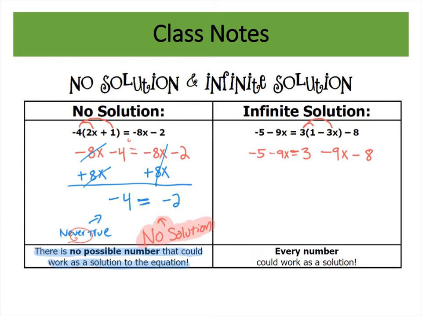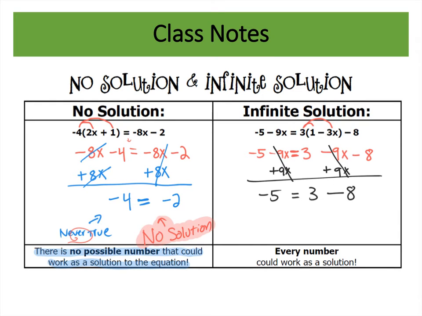Got this equal sign in here. I'm going to move my x's around. So I'm going to move all of my x's to the same side. So I'm going to add 9x to both sides of the equation. And those cancel. Interesting. Negative 5 is equal to 3 minus 8.